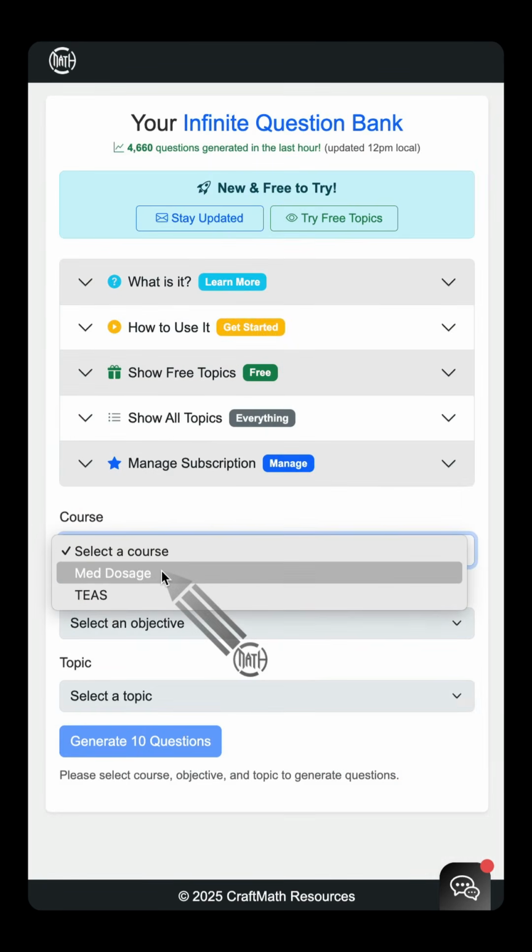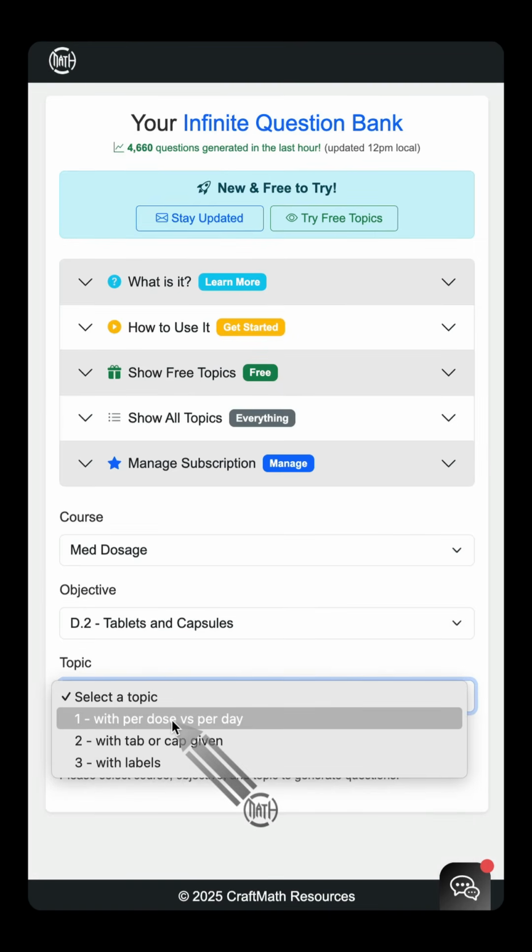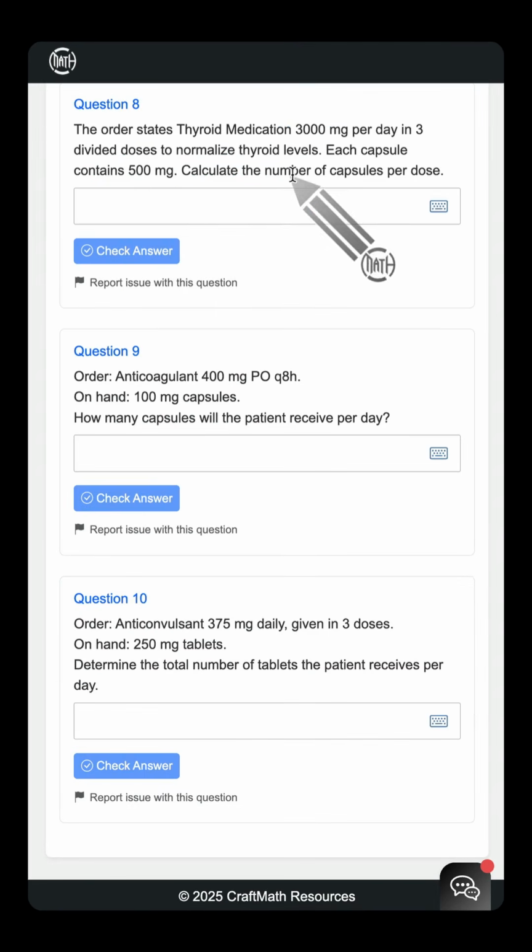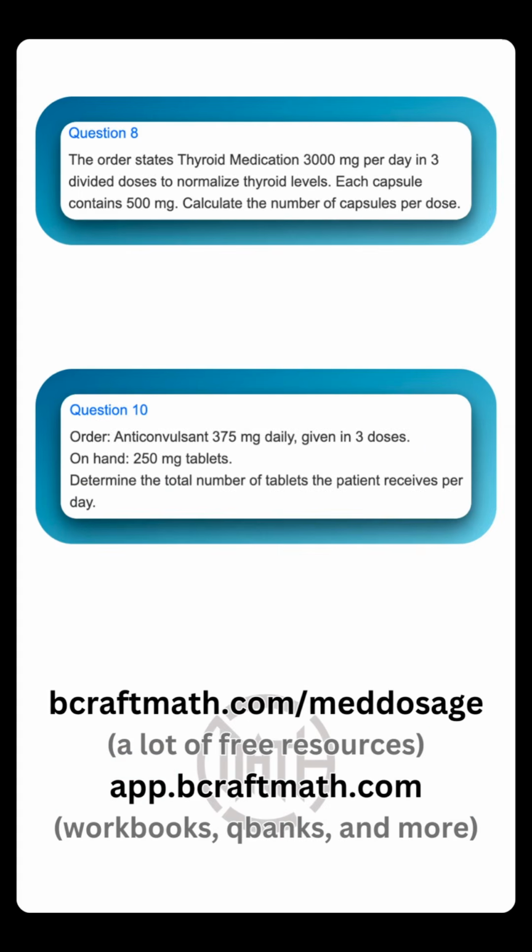And I mentioned med dosage, tablets and capsules, per dose versus per day. Let's generate those questions. And I think number 8 and number 10 are two prime examples that we can look at. Let's go ahead and talk about the goal of each question. In number 8, we want to find the number of capsules per dose. So our goal is capsules per dose. Whereas in number 10, tablets per day. So sure, we have caps and tabs, but the big idea, per dose versus per day.